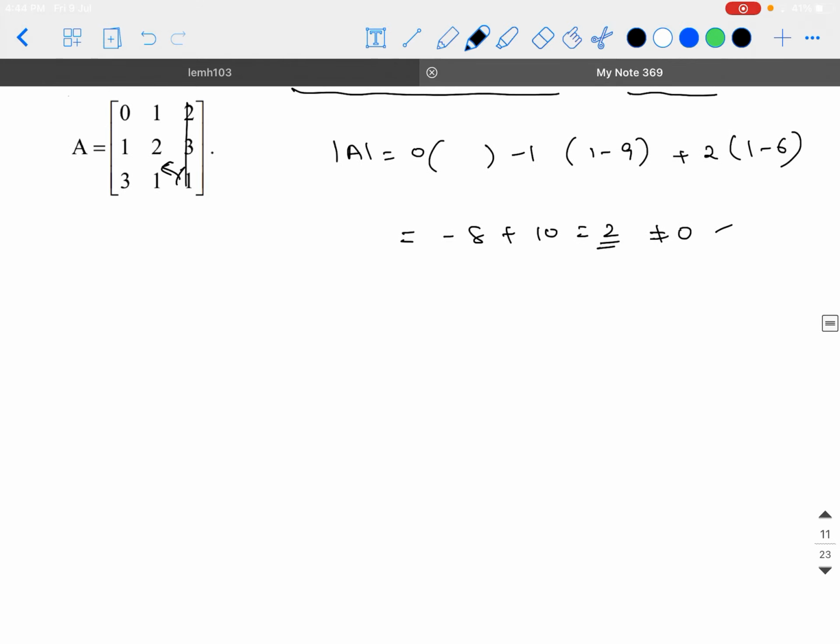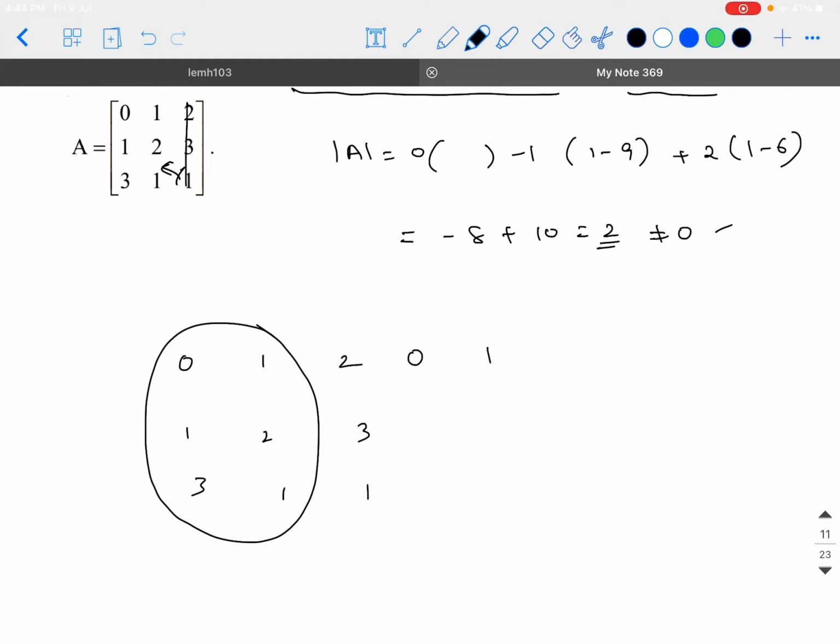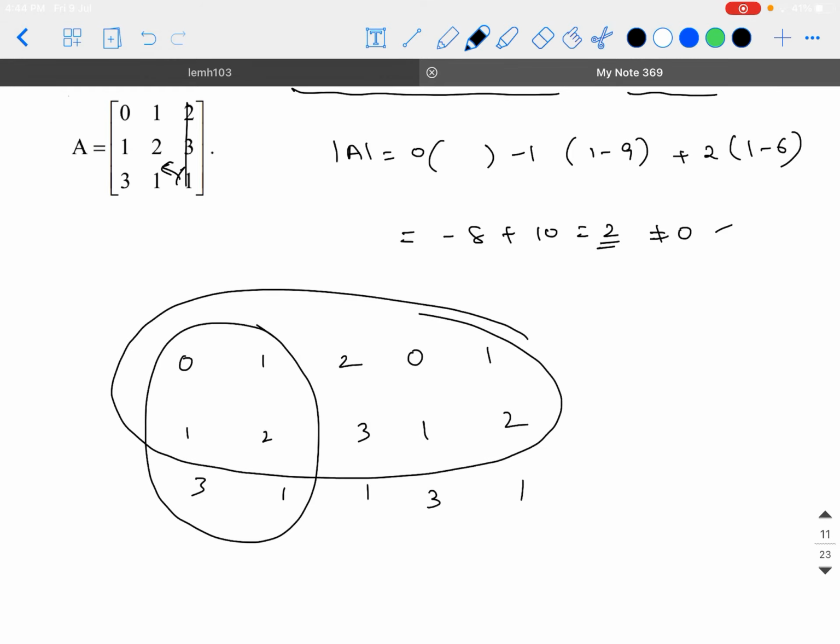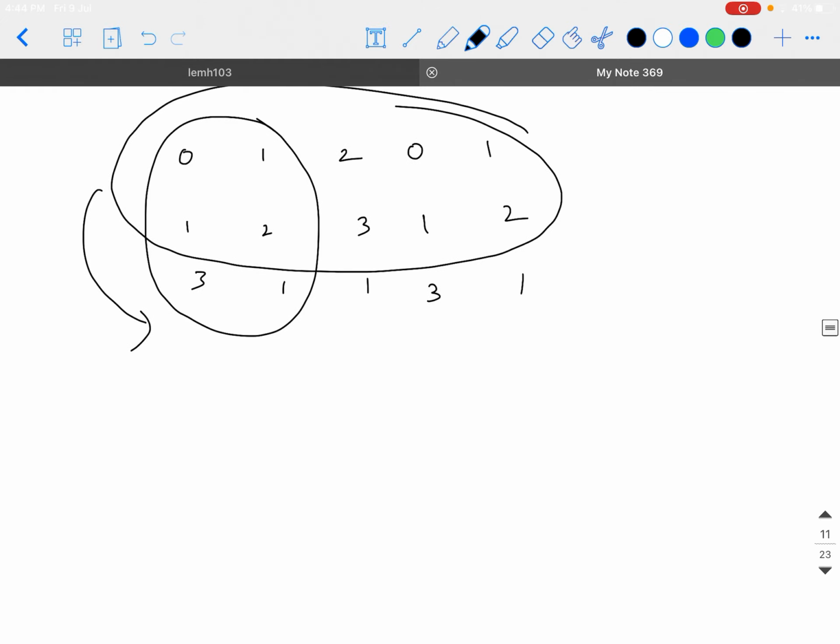So to find the inverse, what you do is write the given matrix as it is: 0, 1, 2, 1, 2, 3, 3, 1, 1. Then repeat this part along the horizontal. So 0, 1, 1, 2 and 3, 1. Similarly, repeat the first two along the horizontal in this direction. So 0, 1, 2, 0, 1, 1, 2, 3, 1, 2.